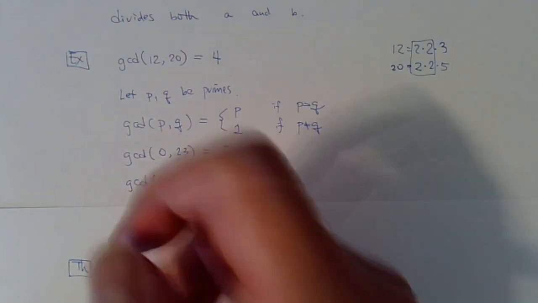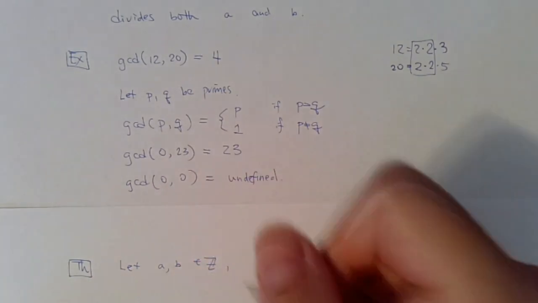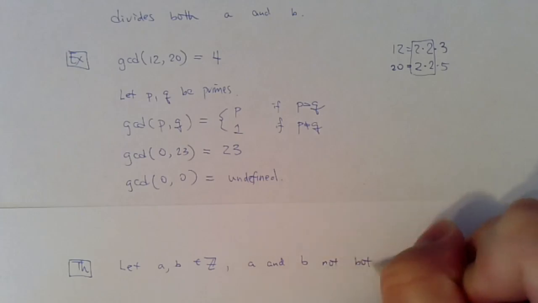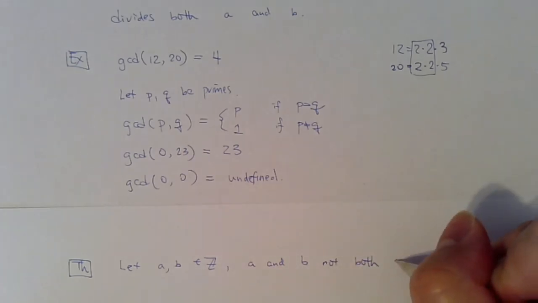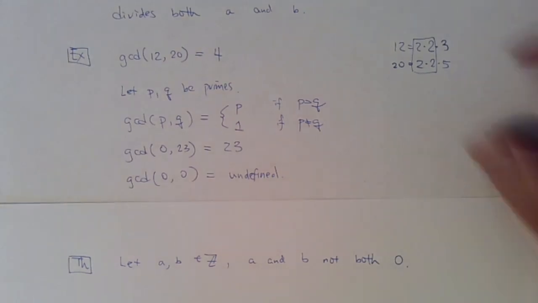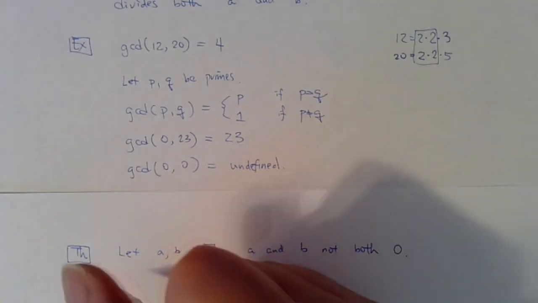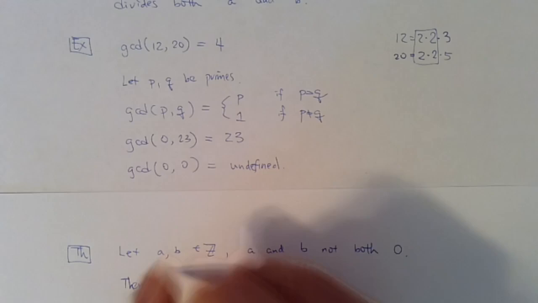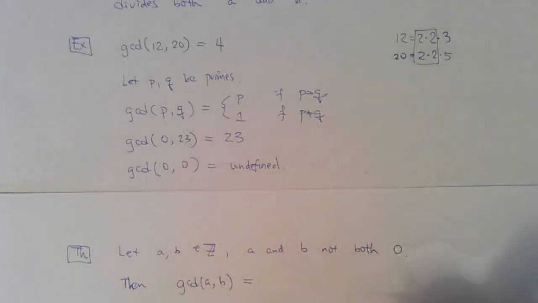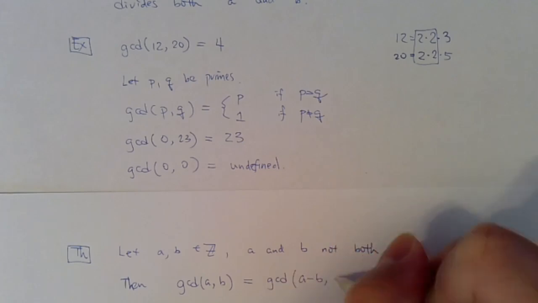Given what we just said, let a and b be integers, and a and b are not both 0. It will work as long as one of them is not 0. Okay, so that's going to be our basic assumption all the time when we work with GCD. Then the GCD of a and b is equal to the GCD of a minus b and b.